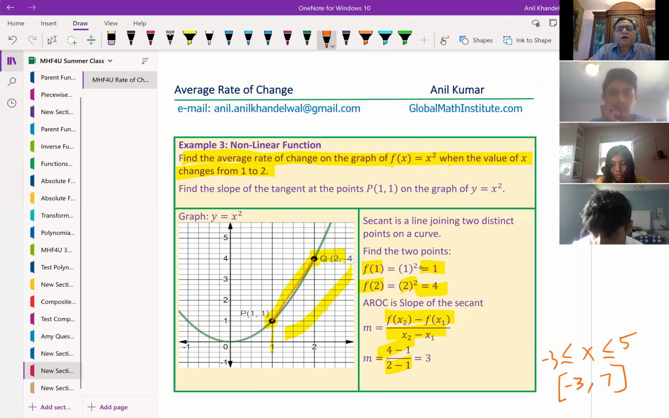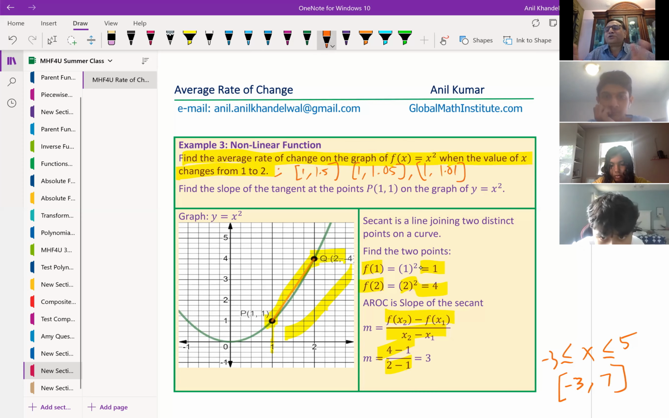I could say, find the rate of change between this, and then I will say between 1 and 1.5, between 1 and 1.05, between 1 and 1.01, like this, correct? So you can calculate each value. And what am I doing here? I'm actually bringing the point Q closer and closer to 1. I'm telling you, find the rate of change from an x value of 1 to 2, then from 1 to 1.5, 1.1, 1.01. So I'm bringing it closer and closer.